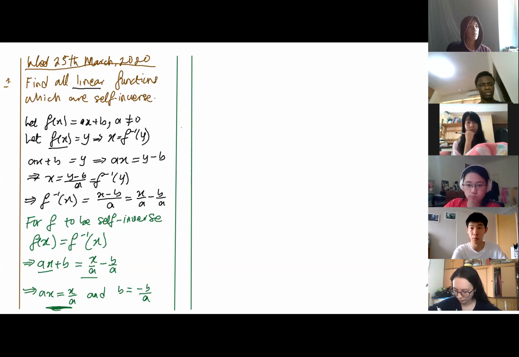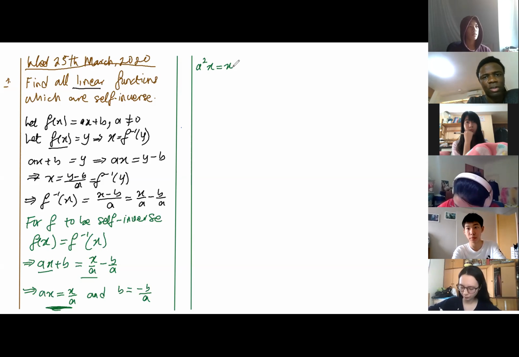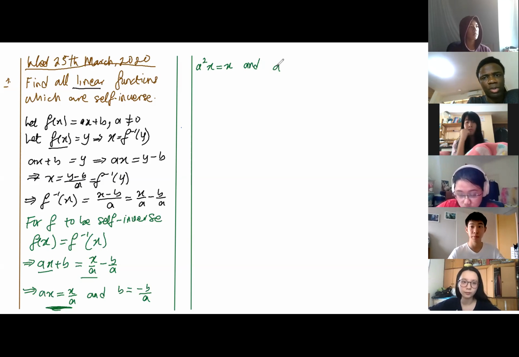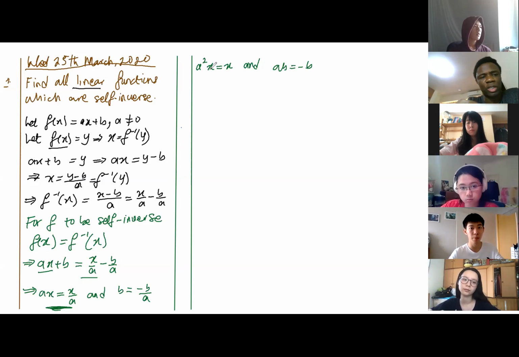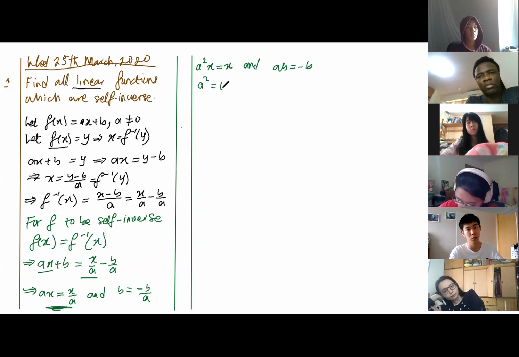All right, so from the first part, I can get a squared x equals x. And from the second part, I can get ab equals negative b. From here, I can compare the coefficients. Of course, I'm not dividing by x. I'm comparing the coefficients. If these two are the same, it means that a squared is 1. And from here, do we know anything about b? We don't. But for these two to be the same, it means that a is actually negative 1.